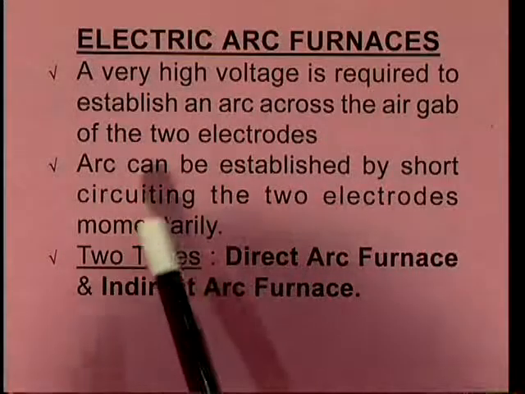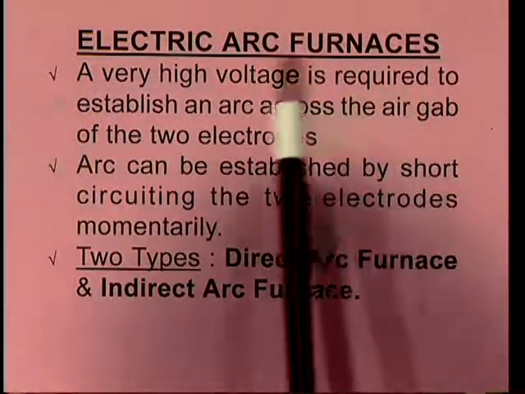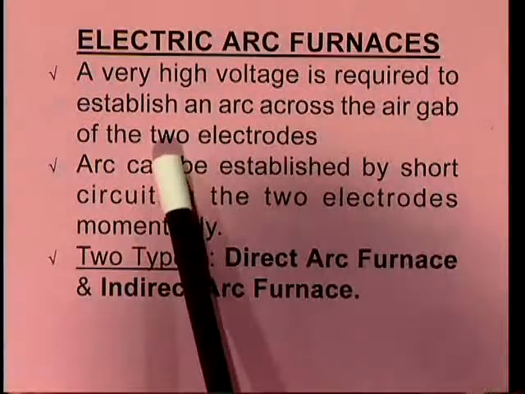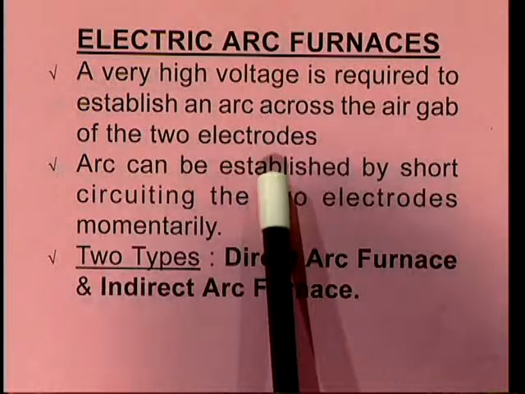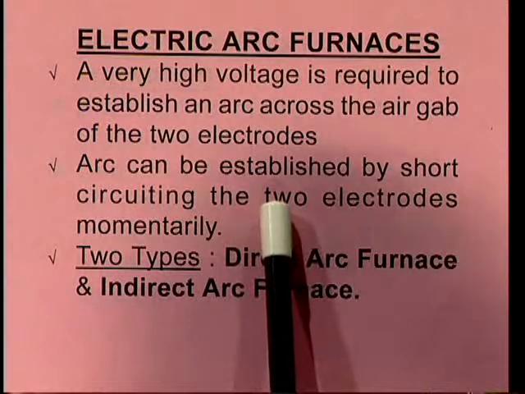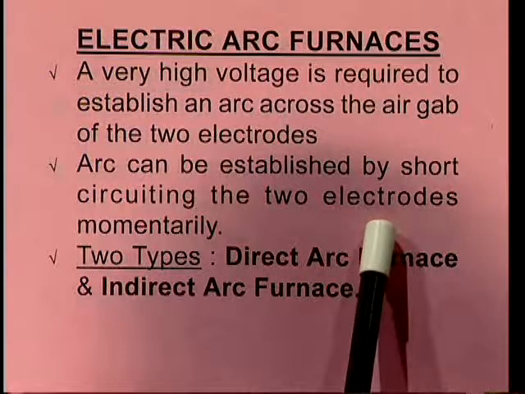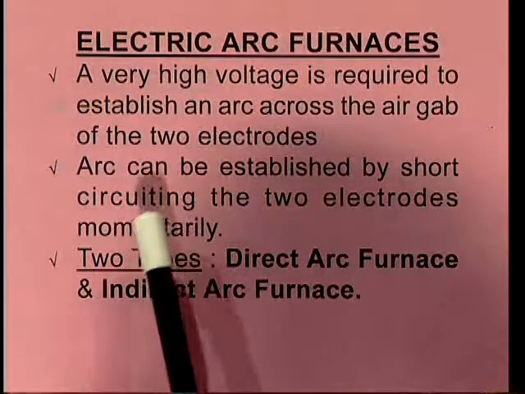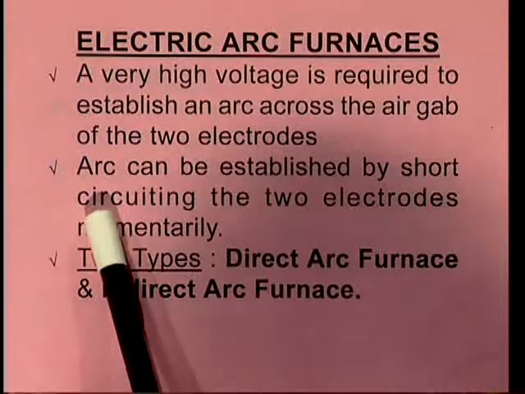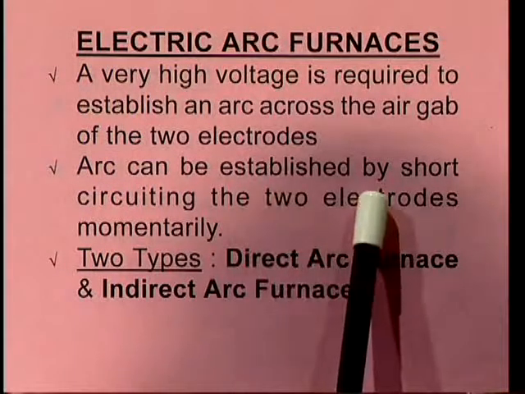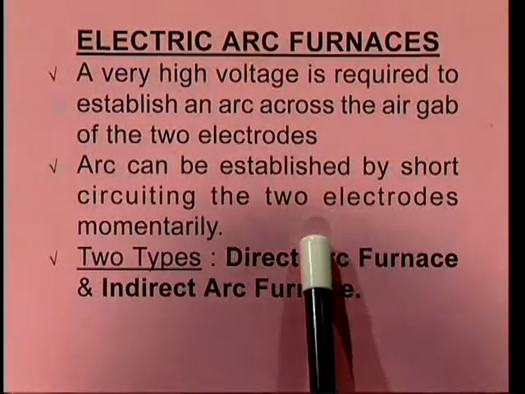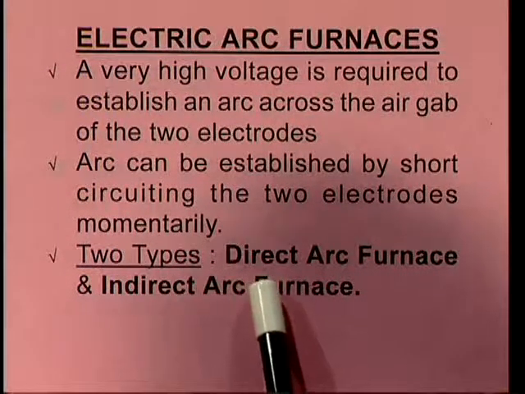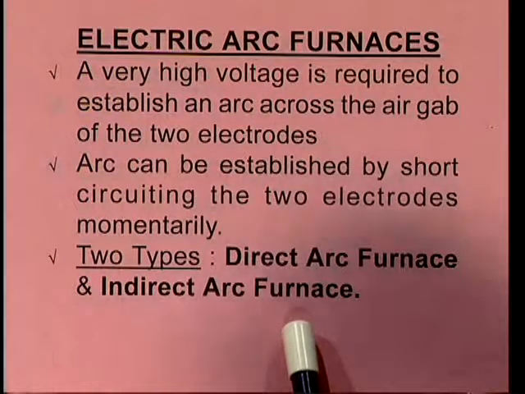First, let us go through some important points. In electric arc furnaces, a very high voltage is required to establish an arc across the air gap of the 2 electrodes. An arc can be established by short circuiting the 2 electrodes momentarily, and generally in industries only this principle is used. The electrodes are short circuited momentarily and separated immediately. Arc furnaces are of 2 types, direct arc furnace and indirect arc furnace.